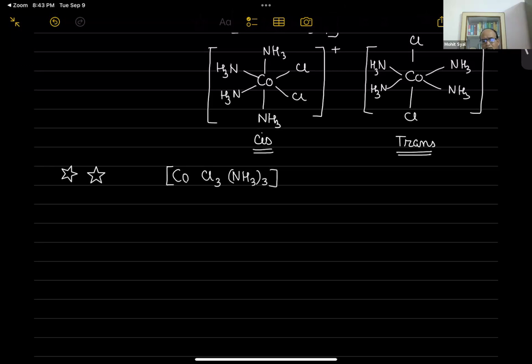So this is cobalt as the central metal atom. You have three chloride and three amine. Three ligands of one type, another three of another type. So just try to figure out how many geometrical isomers will be there. Just try to draw it and tell me. Aisha, Marwa, Jesslyn, just quickly let me know.